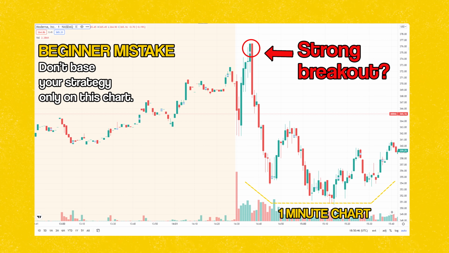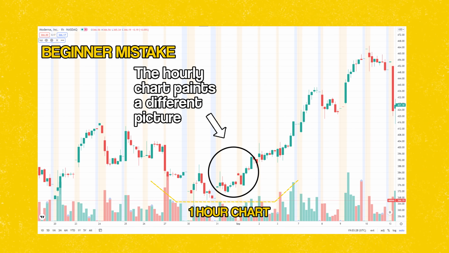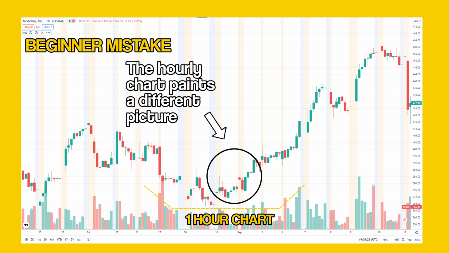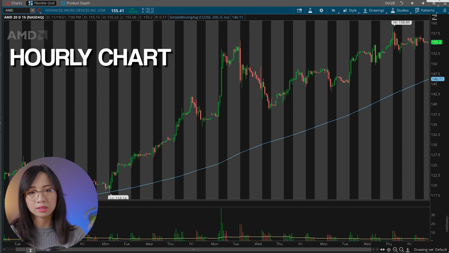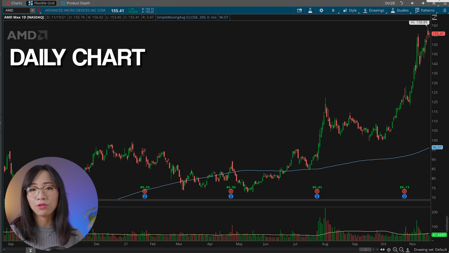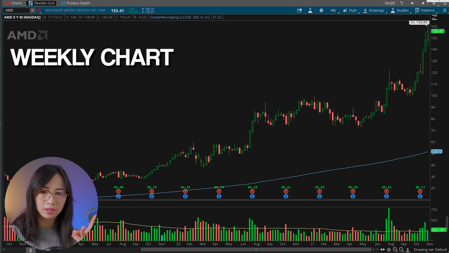A lot of times I see many new traders focus on just the intraday time frames, such as the 1 minute, 2 minutes, or even the 5-minute chart. But you need to take into consideration all the support and resistance levels from the hourly chart, daily chart, and if you are swing trading, you want to look at the weekly chart. So remember always to zoom out and use the big picture when you are drawing support and resistance.